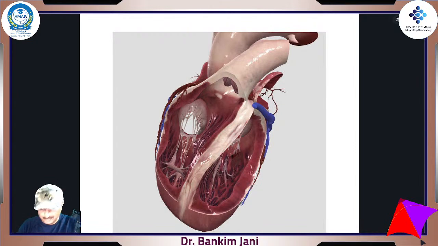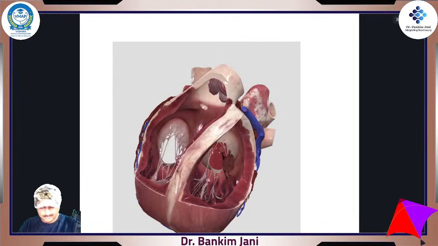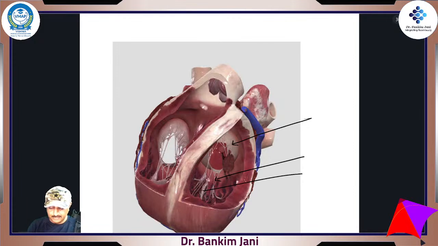Then, again, identify these structures. Identify this, identify this, this. So moderator band, chorda tendineae, and just below these are the papillary muscles, and over there on the top they are the cusps. So these are the clean images. I'm keeping them for your practice.